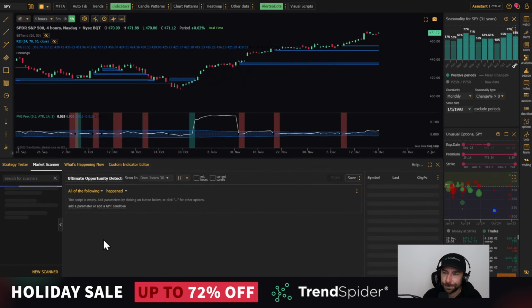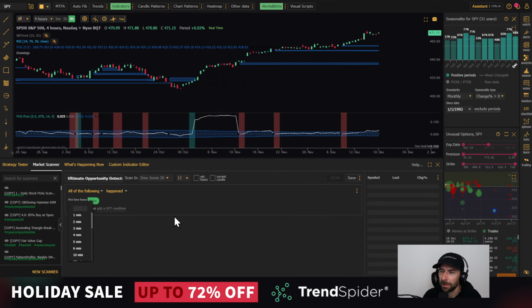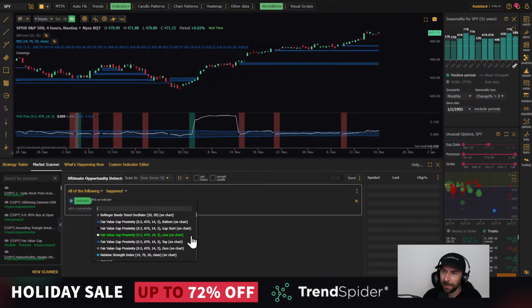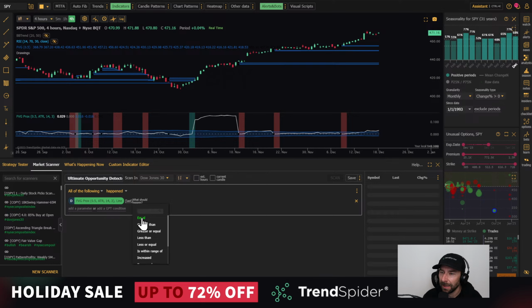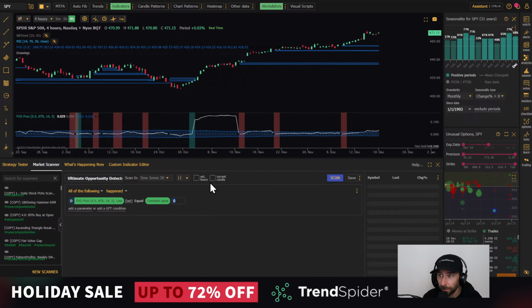So the way that you would do it is you would choose indicator here, and then whatever time frame. Notice now that I have fair value gap proximity on my chart, it's going to be at the very top of my list here in the scanner. I can utilize a couple of different things, but the thing I'm really interested in is this line value, because the line is the white line. So if I said line equals a constant value of 0, then that means price is right at a fair value gap.